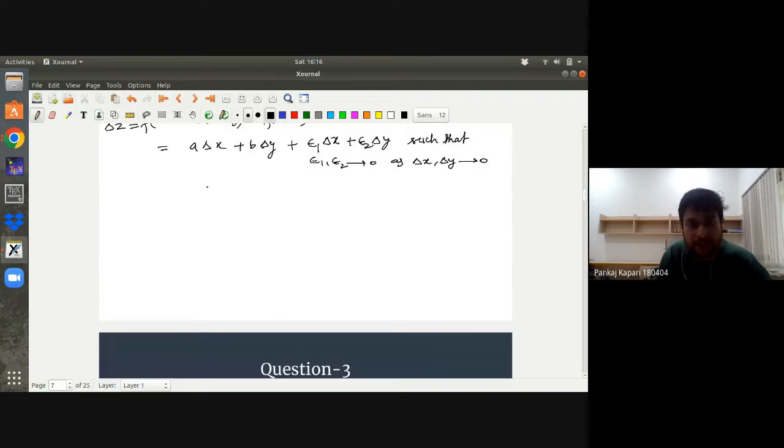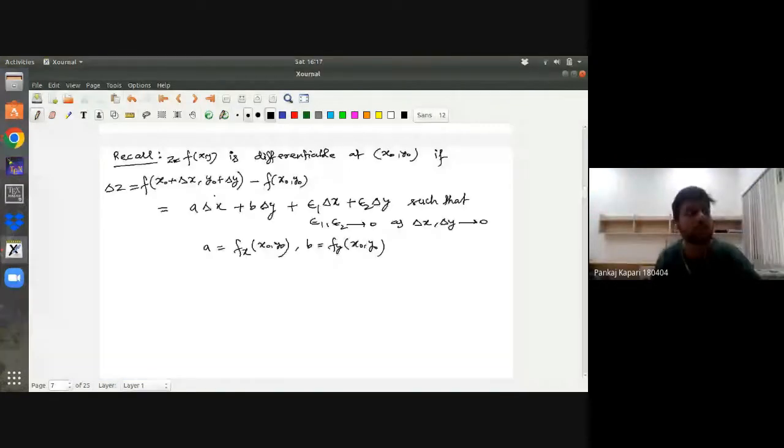And further, a is actually equal to the partial derivative with respect to x at (x naught, y naught), and b is the partial derivative with respect to y. We want to check whether the function is differentiable at origin or not. So we'll just find that increment at origin.